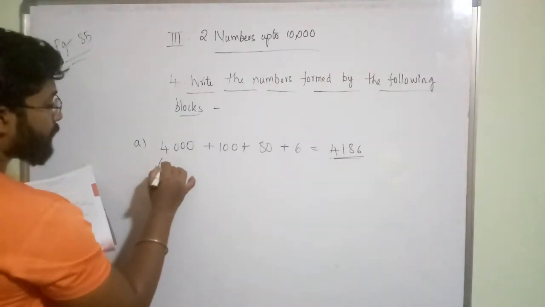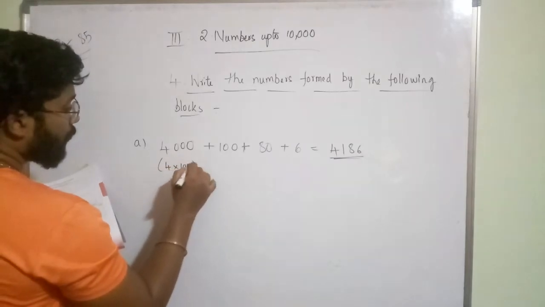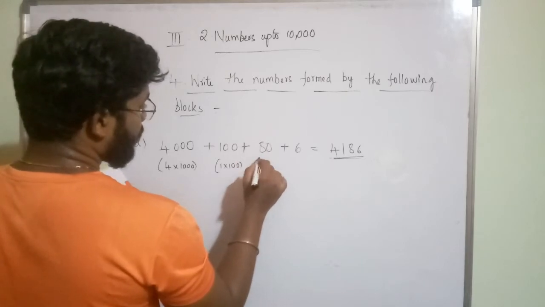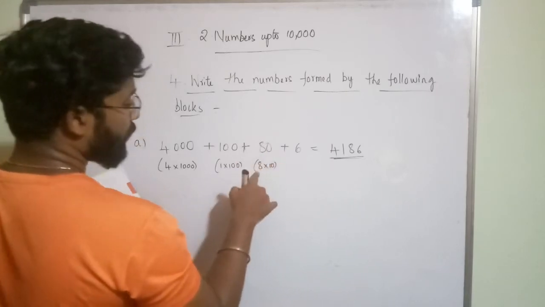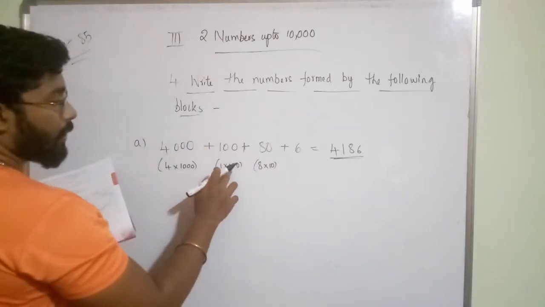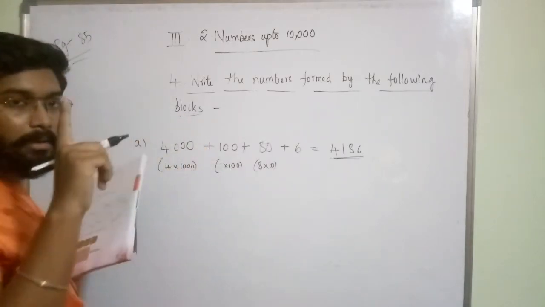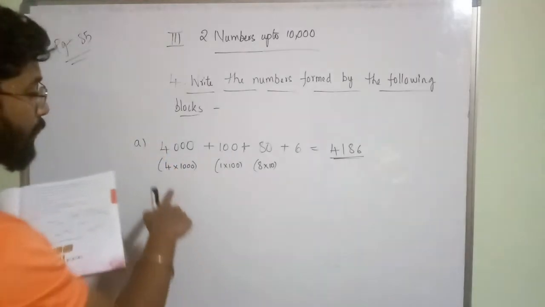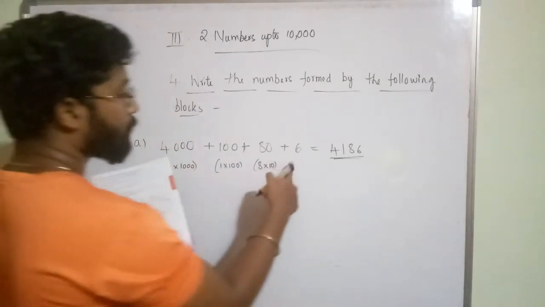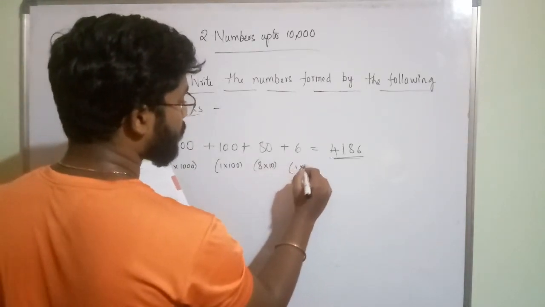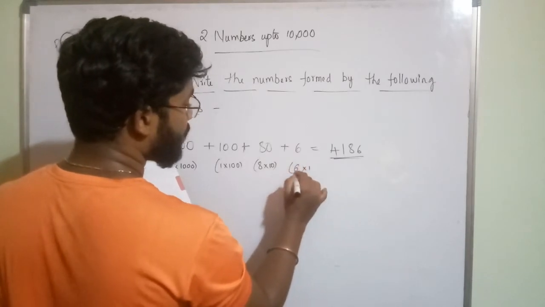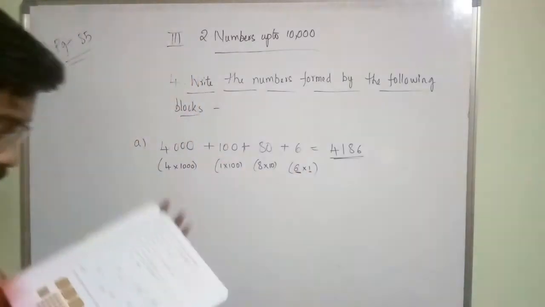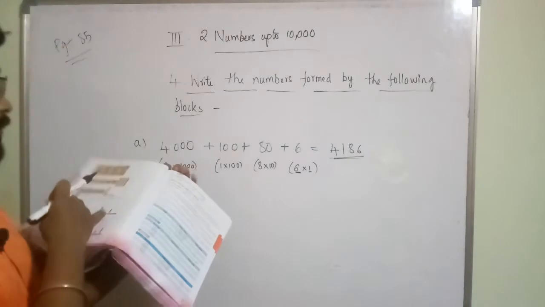4 cubes, each value is 1000. 4 into 1000. Okay, here 1 into 100. Okay, this is 80. 8 into 10 means 8 number of tall boxes. 100 into 1 means 1 square-like box. 4000 means 4 cubes, each of them value is 1000. So this is 6. 6 means 1 into 6, 6 number of small cubes. Each value is 1. That's why I have written 1 here. So with this we have completed your A.